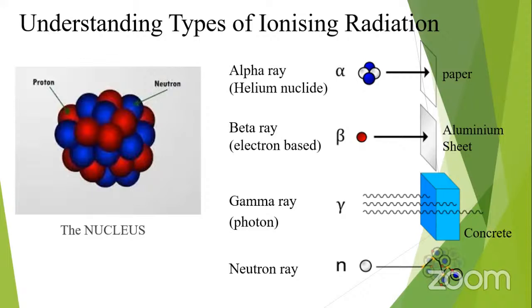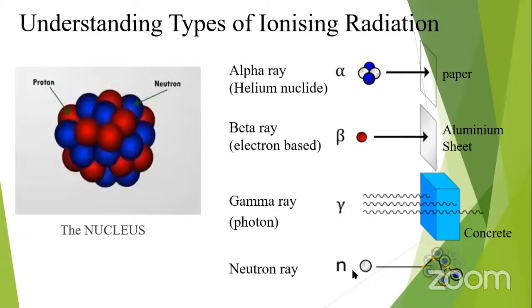Sorry. So neutron ray is very neutral. It can pass through anything, and can react with anything. All right. So alpha ray, very heavy, cannot pass through paper. Beta ray is electron based, cannot pass through a certain thickness of metal. Then gamma ray basically can pass through anything, depending on the energy. And neutron ray can pass through anything, can interact with anything, depending on it.